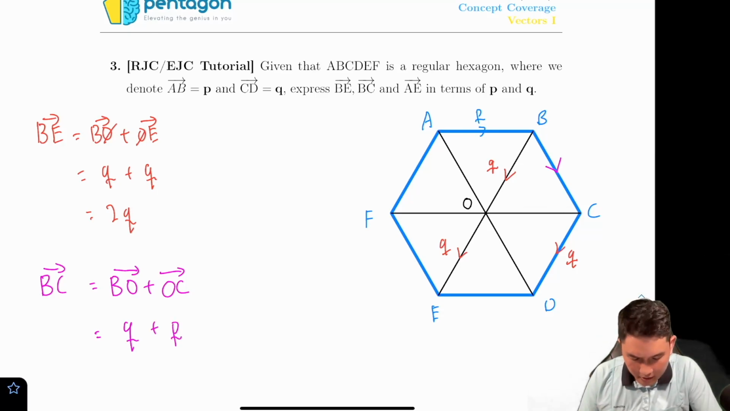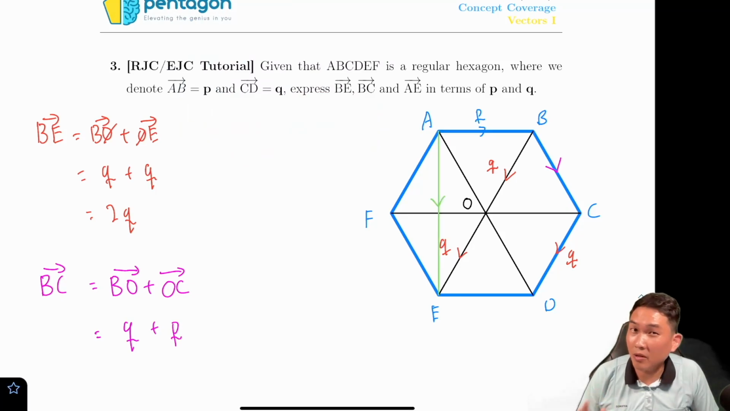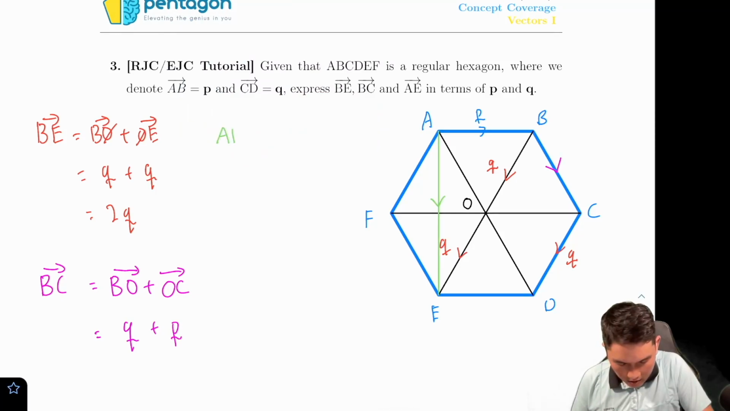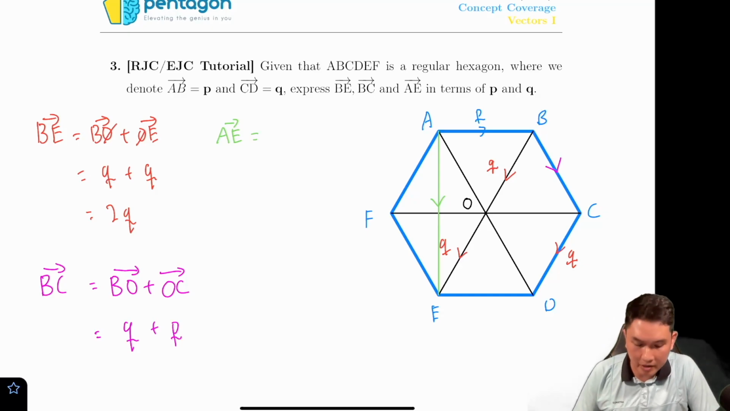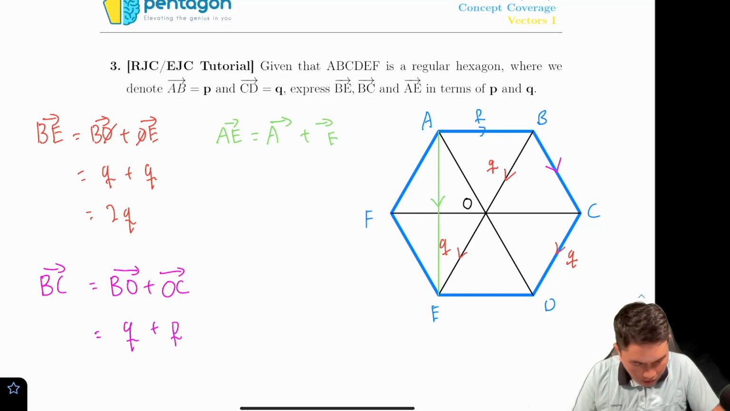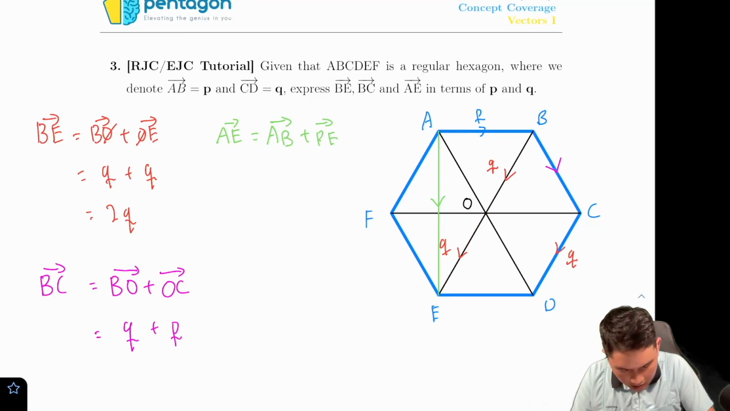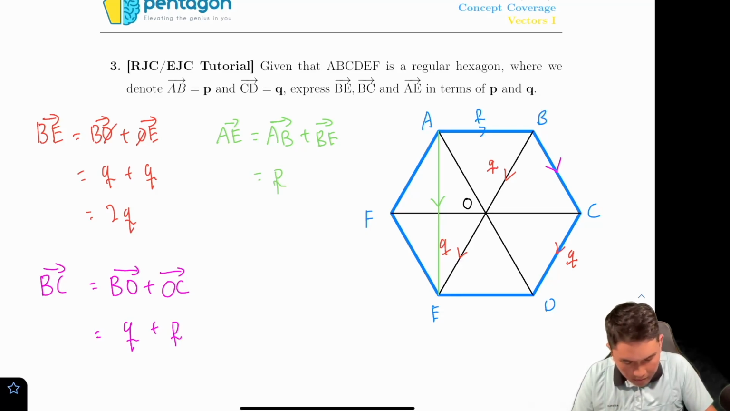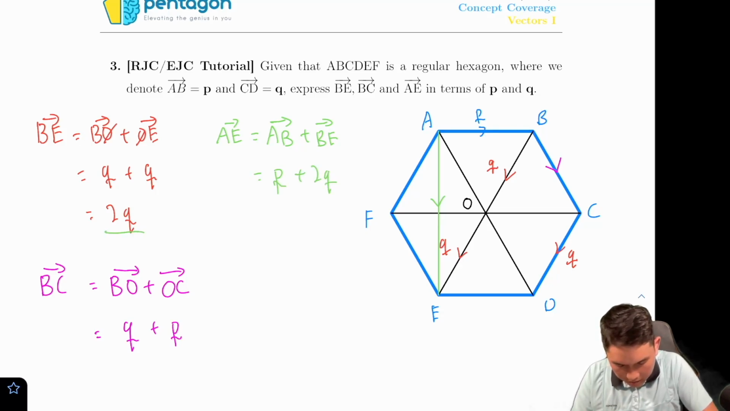Now let's find the last one, AE. And I'm going to employ the same strategy as we used. AE is the resultant vector of two movements, right? Two vectors. A to some point plus that same point to E. I can do AB to BE, right? I think this one will be a bit more convenient. So that's AB plus BE. AB is just P and BE is just 2Q, taken from here.